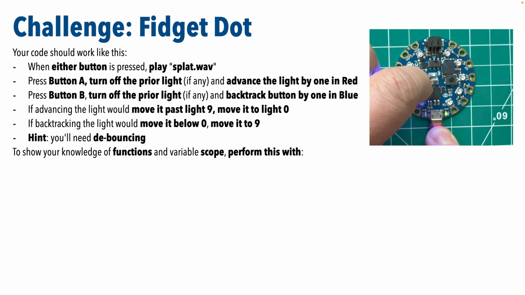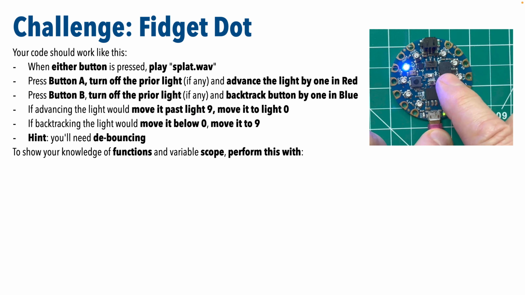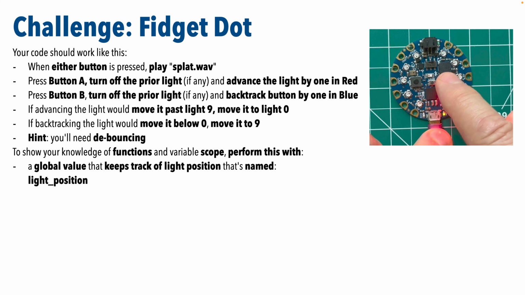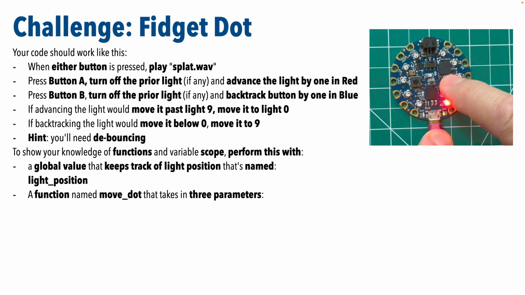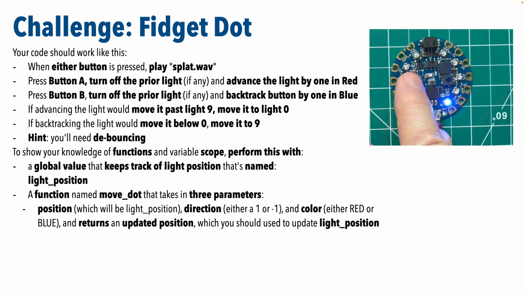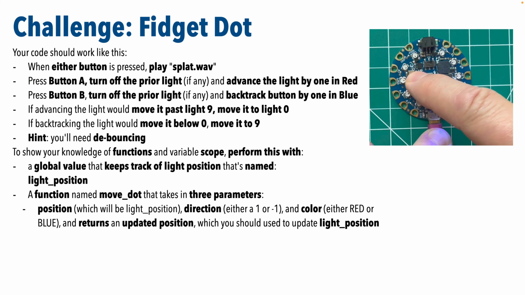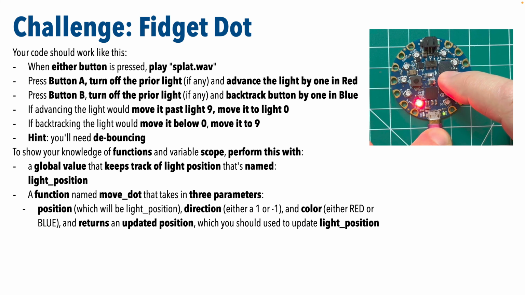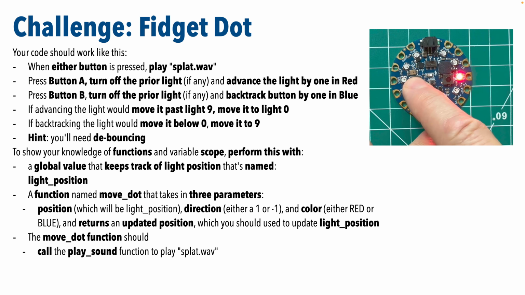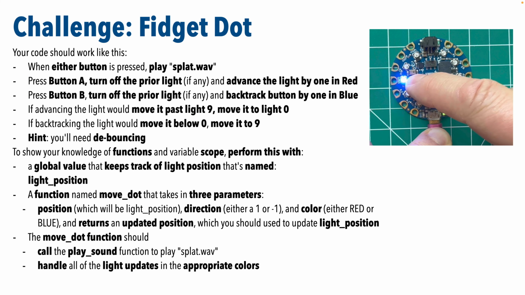And to show your knowledge of what we learned about functions and variable scope, perform this with a global value to keep track of the light position on your Circuit Playground and name that light_position, and a function named move_dot that takes in 3 parameters. Position, which will be the light position, direction, which will be either 1 or -1, depending on which direction the light should move, depending on which button was pressed, and color, either red or blue, and this function should return a value, which is the updated position, which you should use to update the light_position global value. Now this move_dot function should call the play_sound function to play the splat.wav, and it should handle all the light updates in the appropriate colors.